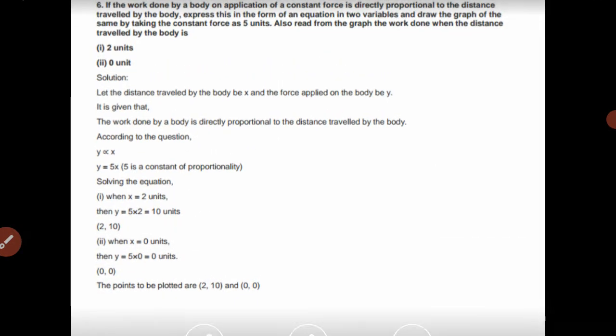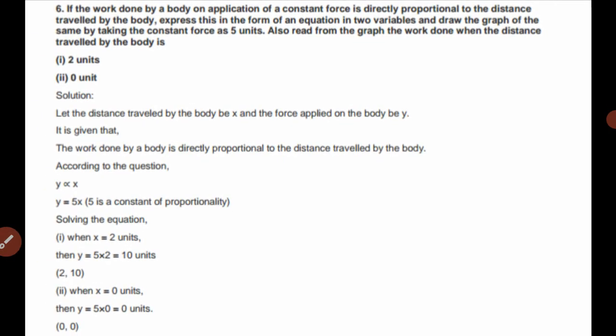So in this question number 6 we are given: if the work done by a body on application of constant force is directly proportional to the distance traveled by the body, express this in the form of an equation in two variables and draw the graph of the same by taking constant force as 5 units. Also read from the graph the work done when the distance traveled by the body is 2 units and 0 units. So in the first case we are given 2 units and in the second case we are given 0 units.